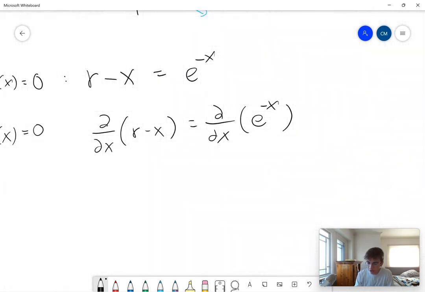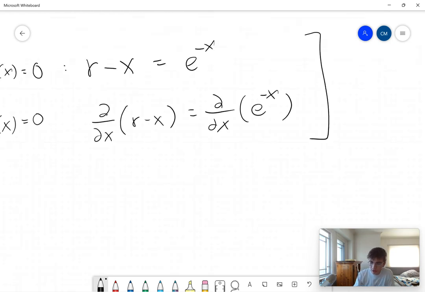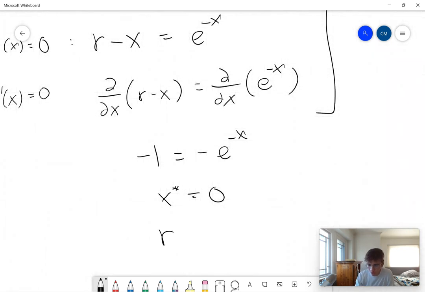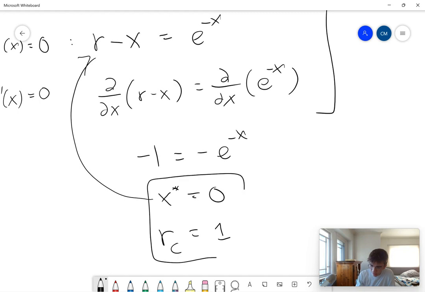Okay, so this tangential intersection in the saddle node bifurcation allows us to set not only the functions equal to each other, but also their derivatives. And so writing this out, we're going to have -1 is equal to negative e to the negative x. And so we can see immediately that x star is equal to 0, which is where the bifurcation is going to occur. And the critical value of r, plugging in x star into the first equation, is just going to be 1, okay? So this is an important analysis because it's told us exactly the values of r and x star where the system bifurcates.